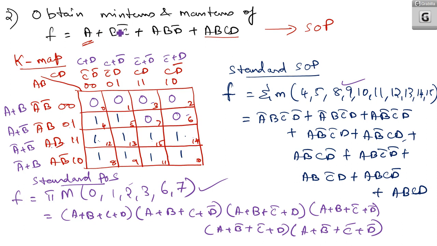On simplification of that, you will get the standard SOP form, that we can write like this. F is equal to A and B or B bar, and C or C bar, and D or D bar.